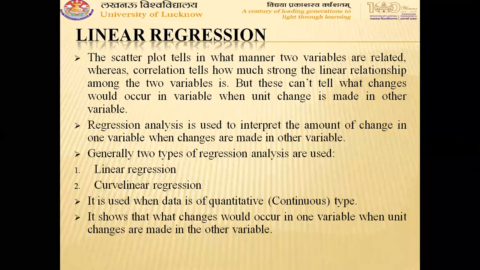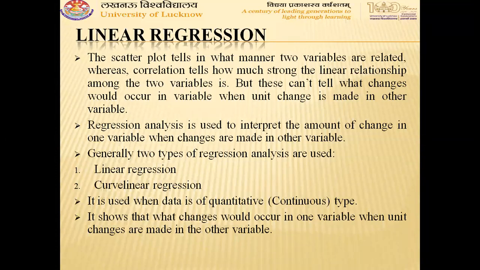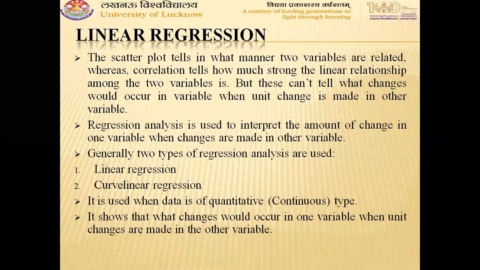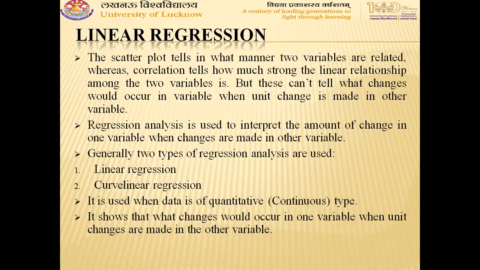Now, if variables come out to be linearly related, then if we change the value of one variable, what changes would occur in the other variable? It cannot be interpreted with the help of a scatter plot, nor with the help of any correlation coefficient. For that purpose we use linear regression, or you can say regression only.